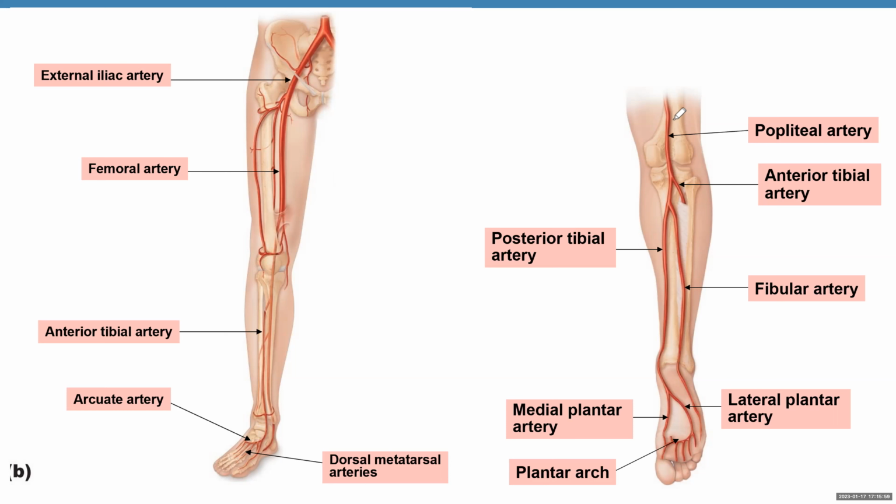Posterior tibial, right? So here again, our popliteal, one branch is anterior tibial, and another branch goes all the way down, posterior tibial artery. It becomes medial plantar artery, lateral plantar artery, forming plantar arch and digital arteries. And the fibula artery goes on the lateral side of the leg.